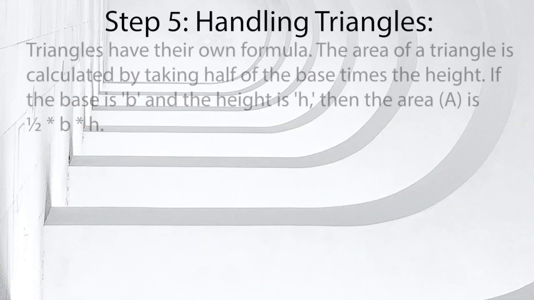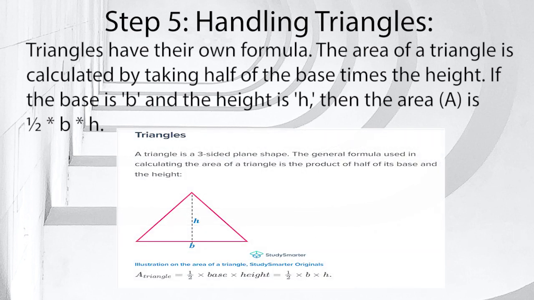Step 5: Handling triangles. Triangles have their own formula. The area of a triangle is calculated by taking half of the base times the height. If the base is b and the height is h, then the area, A, is 1/2 times b times h.